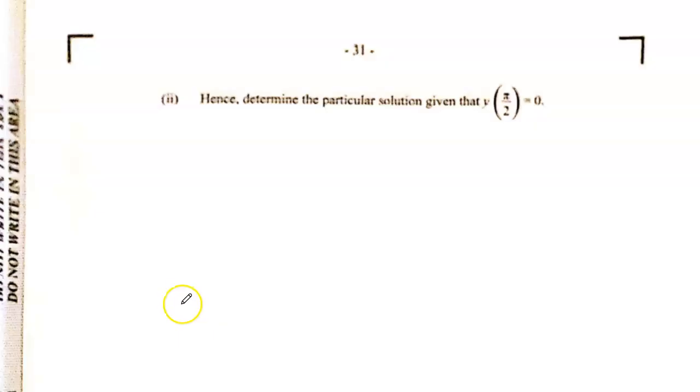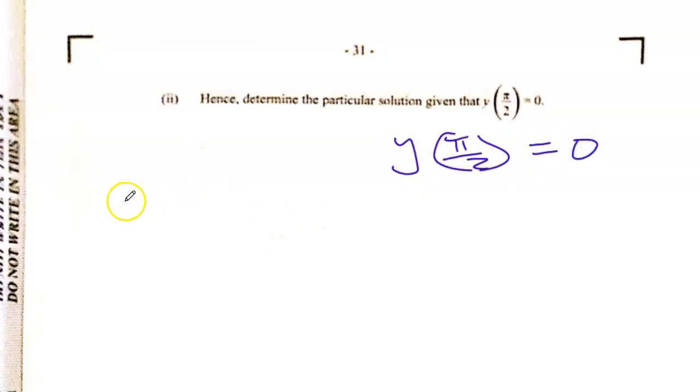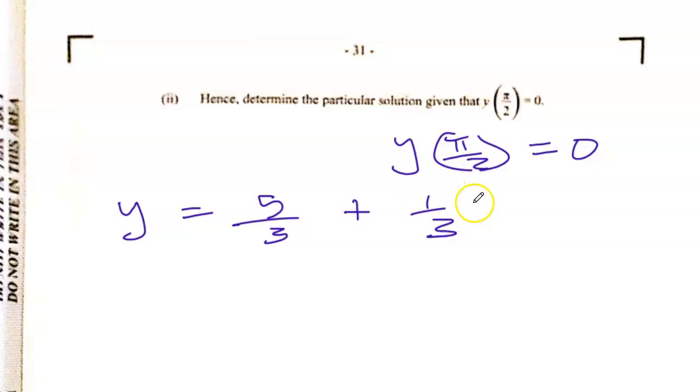Hence, determine the particular solution given that y of pi over 2 is equal to 0. So remember the equation, let's restate the equation. The equation was y equal to 5/3 plus 1/3 cos 2x plus c cosec x.